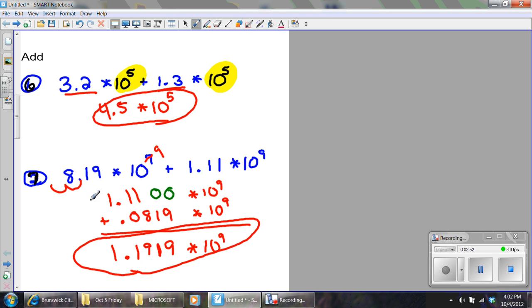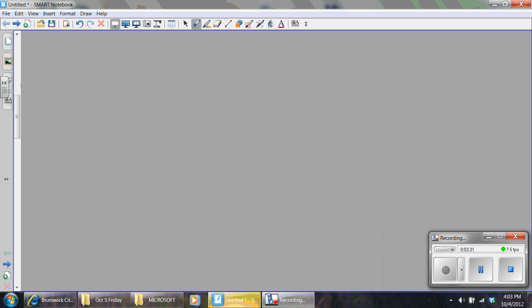All right, number 7. My exponents do not match. I changed the 7 to the 9, which is the same as multiplying by 100, or 10 squared. So over here I had to divide by 10 squared, which moves the decimal point 2 places left. I rewrote my addition problem, taking the 1.11 plus 0.0819, and I put the 2 green zeros in as placeholders, so that when I add it, and it's times 10 to the 9th. All right, very good. Let's shift over here.